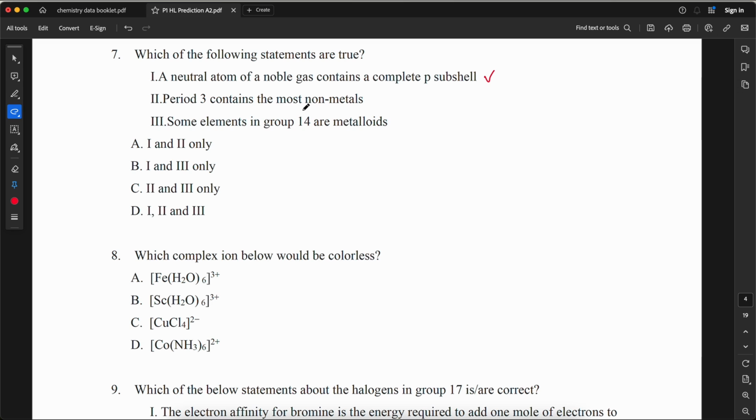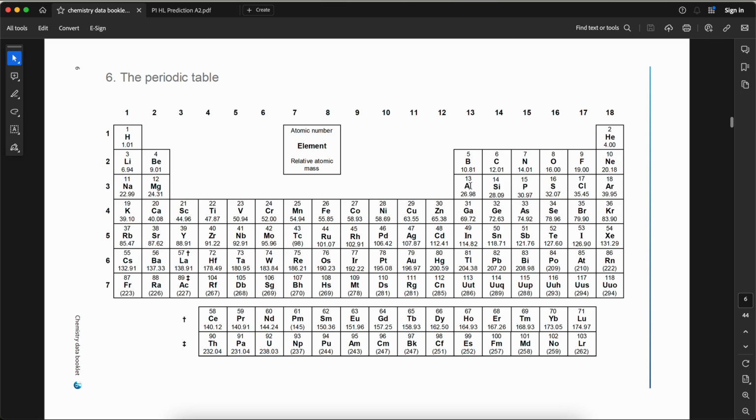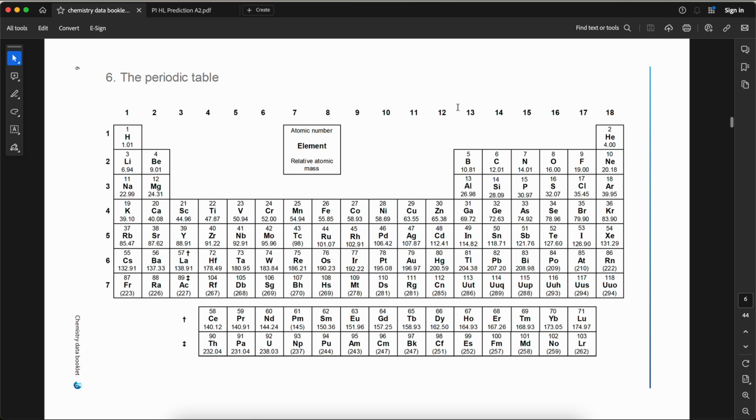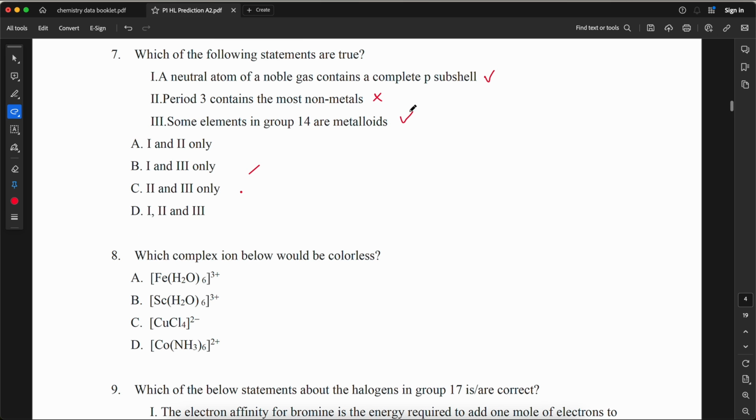Period 3 contains the most nonmetals. In period 3, Al, okay, is still considered a metal, and Si is a metalloid. So it contains the most nonmetals is incorrect. Some elements in group 14 are metalloids. Si and germanium, Ge, are metalloids. Correct. So the answer will be B.